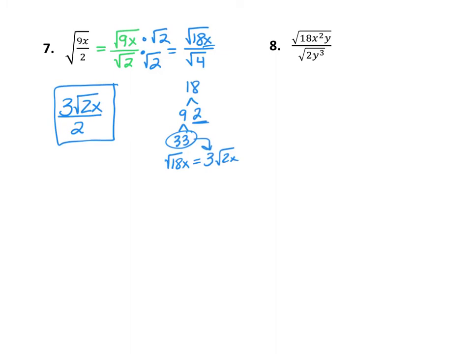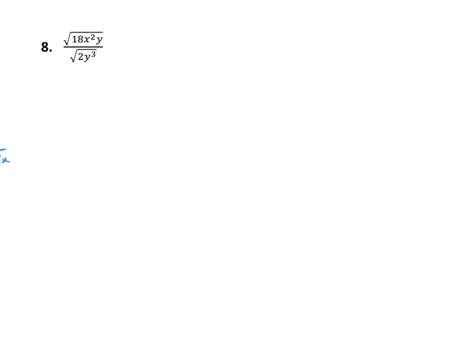Let's look at our last one on this page, number 18. Now I'm going to use my rule of taking my 2 little roots and making it a big root, because I think that'll help me simplify this a little bit. So I'm going to make it 1 big root, and then I can divide. So 18 divided by 2 is 9.